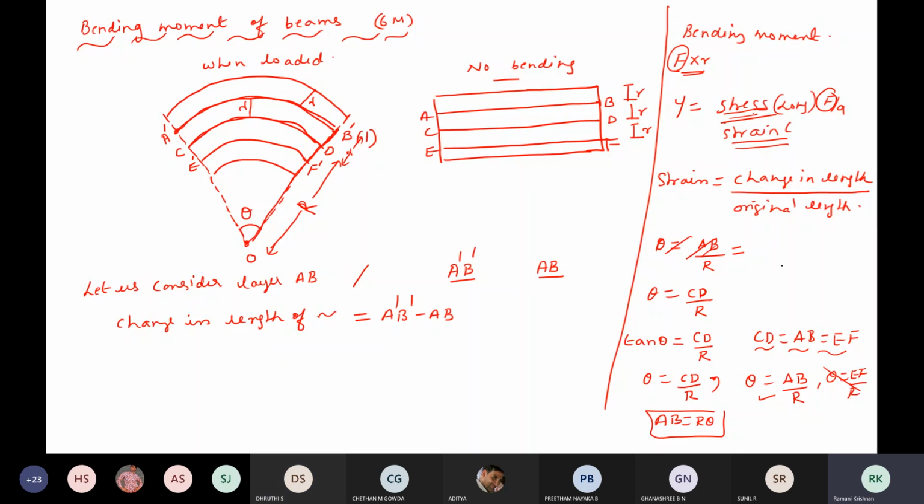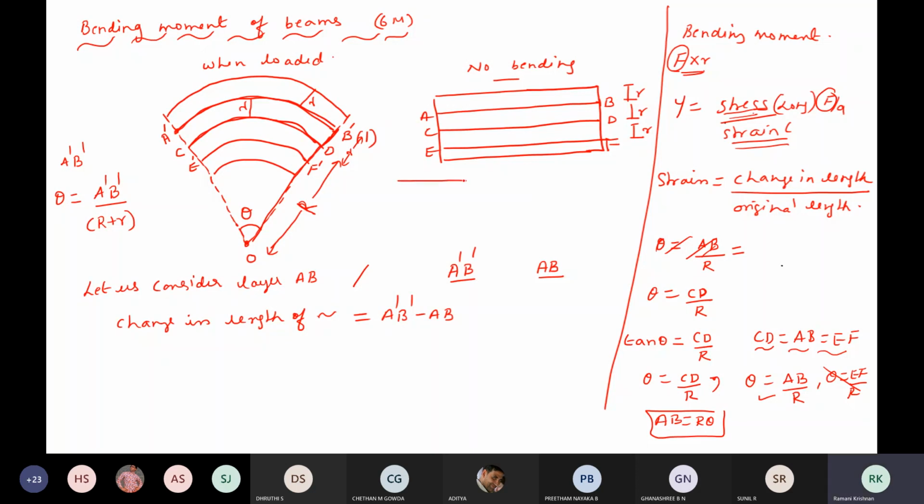R plus R. Okay. So now tell me for A dash B dash, that is now for which layer? For the changed layer A dash B dash, what I'll write? I'll write the angle is the same. Theta is equal to, isn't it? Theta is equal to A dash B dash, that is opposite side, by the distance now, which is R plus R. Do you get it? Isn't it?